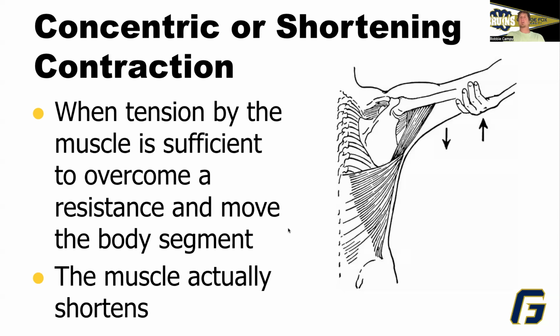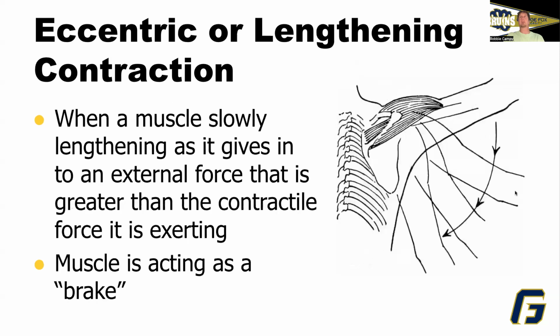Can you think for yourself what would be the opposite? So if this was the agonist, the primary mover to create this adduction, what would be the muscle group that would be the antagonist, the ones that oppose that or do the opposite of that? Well, this illustration will not only demonstrate that for you, but it will also talk about another type of contraction. So concentric means shortening.